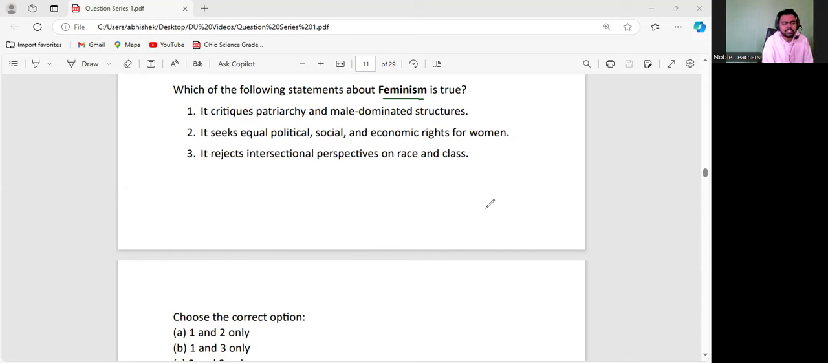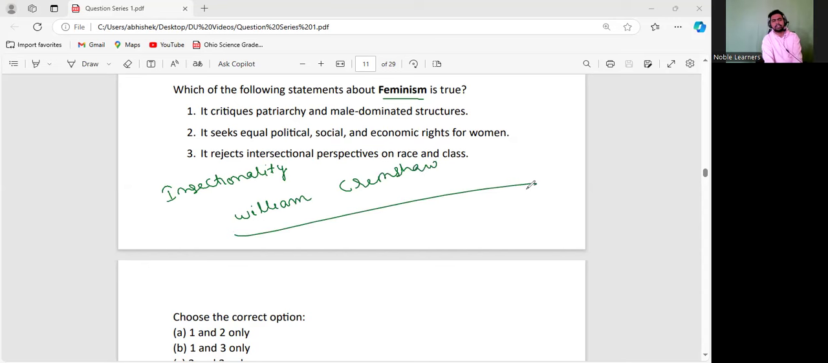It rejects the intersectional perspective on race and class. See, over here, there's a word called intersectional perspective. Let us understand this because this is important. And this could be a potential question in your NET JRF examination. Yeah. So what is intersectionality? Let us understand this. See, this concept was given by Kimberlé Crenshaw. Pardon for the spelling. Crenshaw is the thinker who gave this concept.